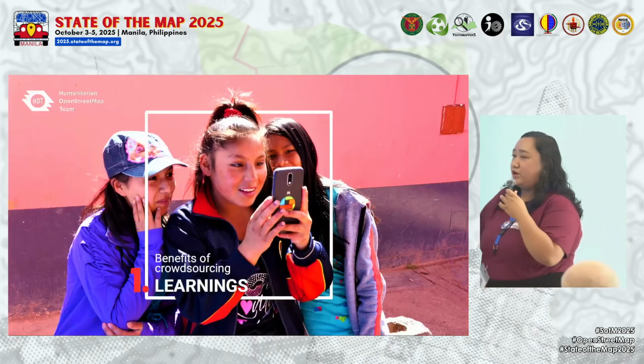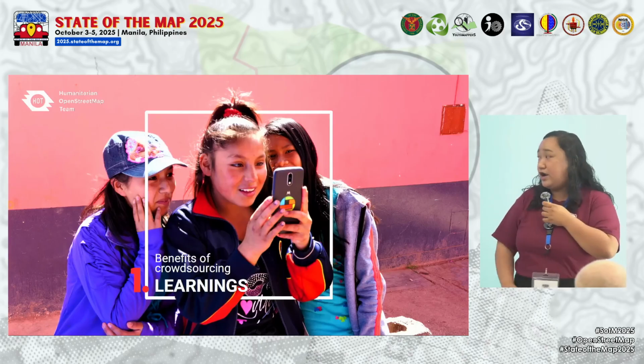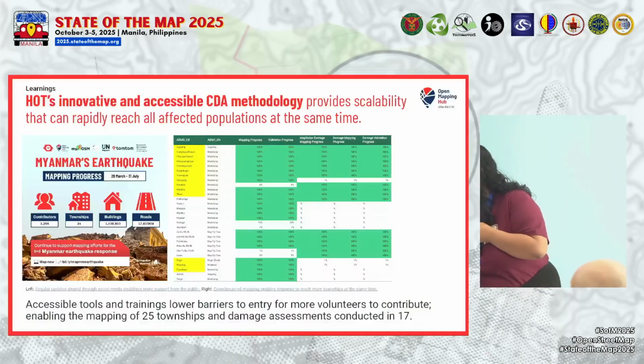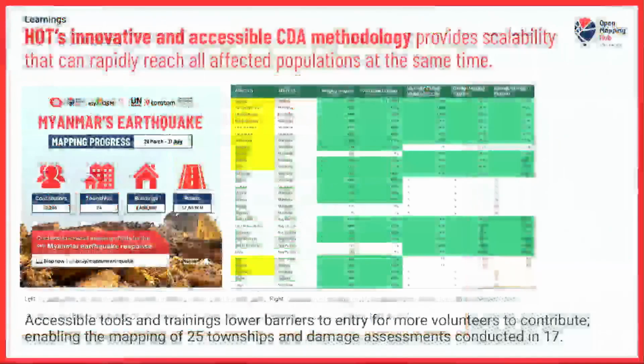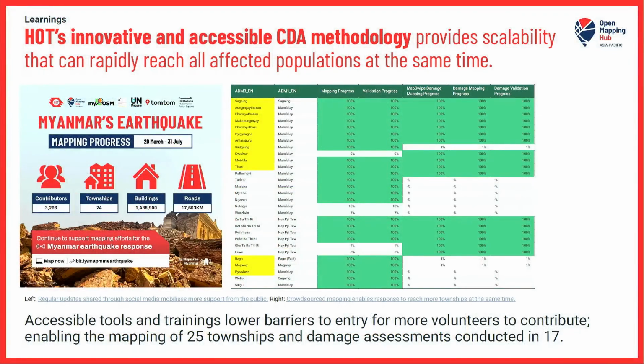So here are our learnings from the project so far. On the benefits of crowdsourcing, we've seen that CDA, or crowdsourced damage assessment, is an approach that provides scalability and can rapidly map and reach all affected populations at the same time. Since our activation last March, we have mapped 25 townships already in Myanmar, and we have done damage assessment for 17.